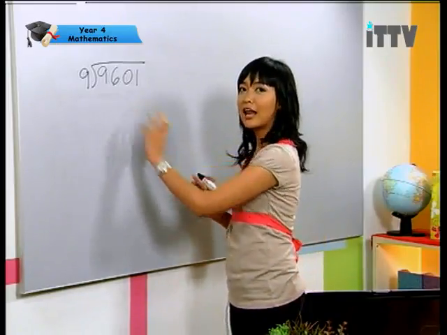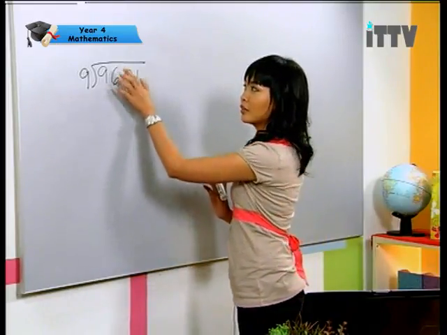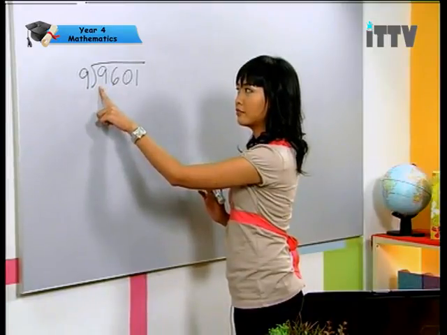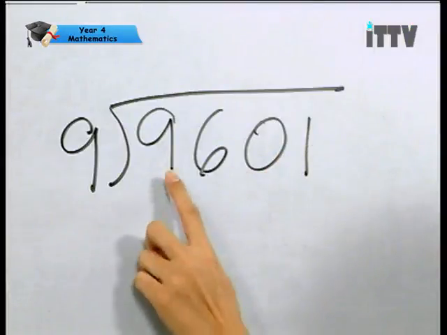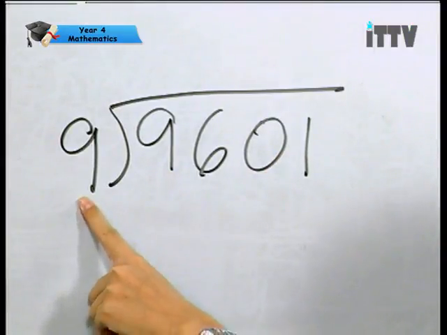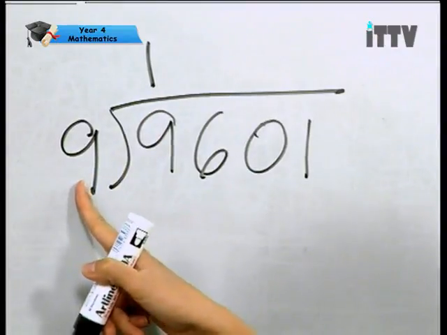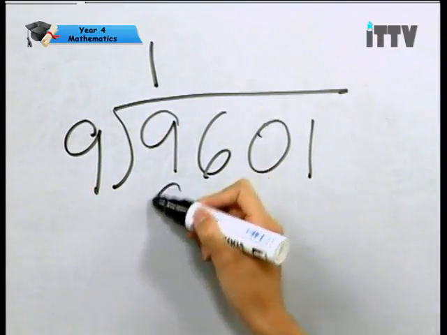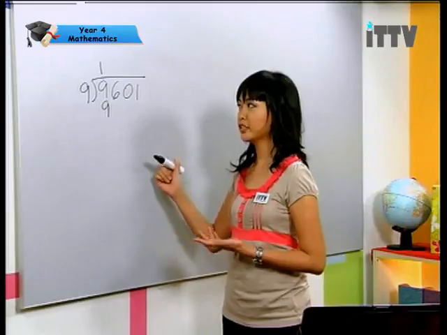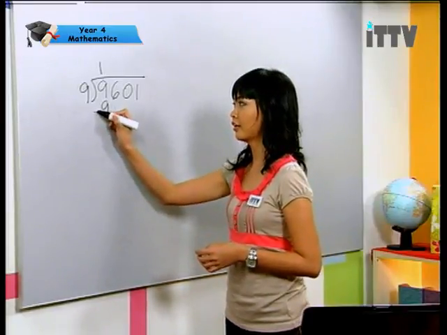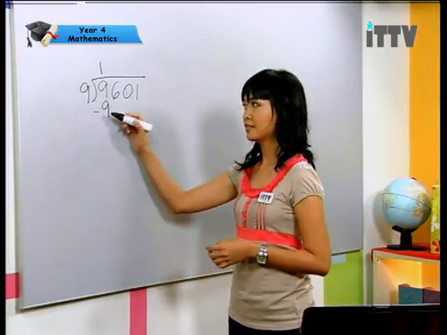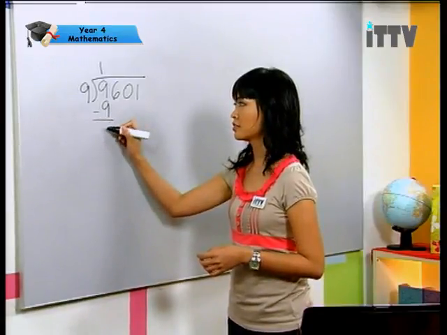So for long division, let's start with the digit on the left. Just close the rest. 9 divided by 9. What do we have? 1. Yeah? 1 multiplied by 9 is 9. Write it here. So the next operation is subtract. 9 minus 9, 0.